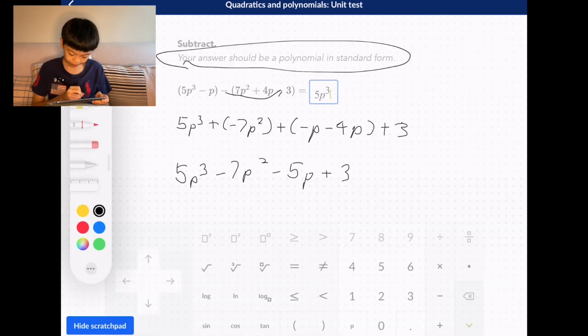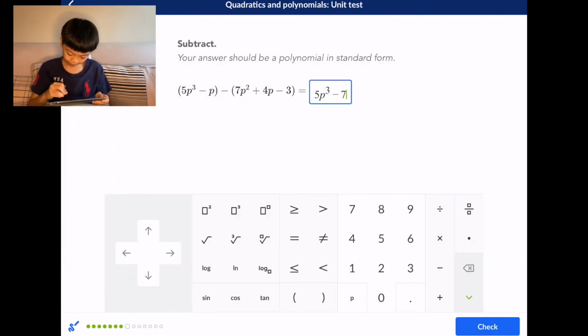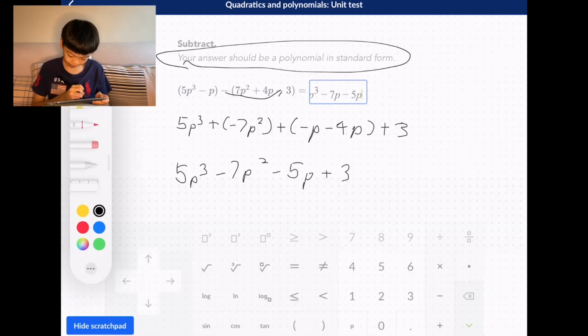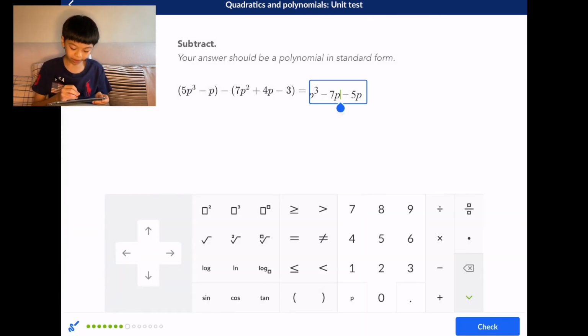5p cubed, minus 7p, minus 5p, oh wait, not minus 7p, minus 7p squared.